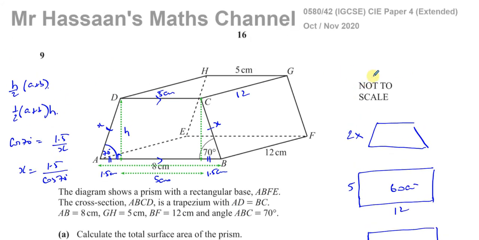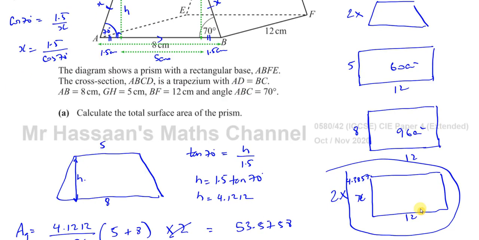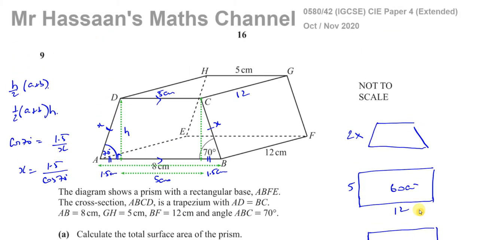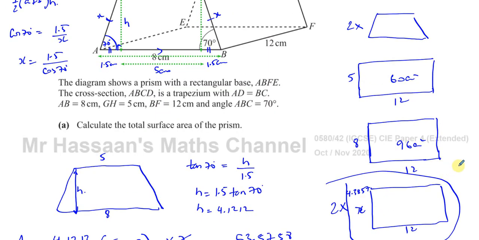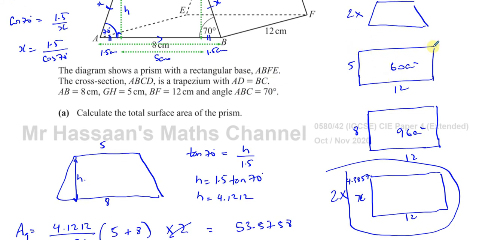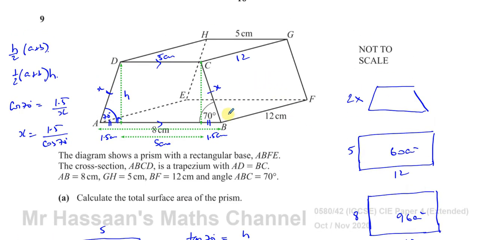Now, there's a slightly different method you could use to find the area of all these rectangles on the sides, which is quite an easy way of doing it. It's not really too much different, but if I put all of these together, this rectangle and these two rectangles, I would have basically 12 times all of these lengths added together.